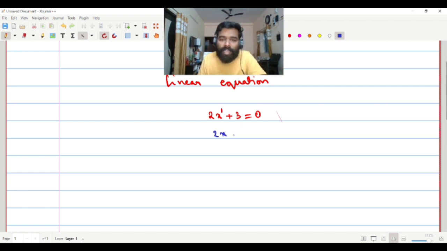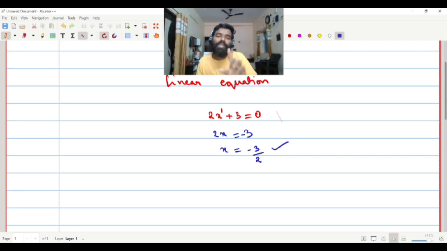So let us find that. We take 3 outside, it becomes minus 3, and then we bring this 2 to the denominator. So we have minus 3 by 2, which is the only number which satisfies this equation. So a linear equation has only one solution.